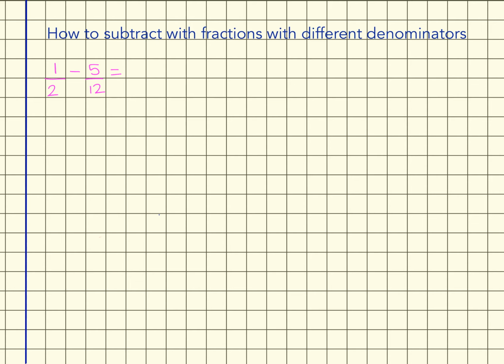Right, so subtracting fractions with different denominators. Here we've got 1/2 take away 5/12. I'm going to have to start by converting them into like denominators, so they're both either going to need to be halves or 12ths.